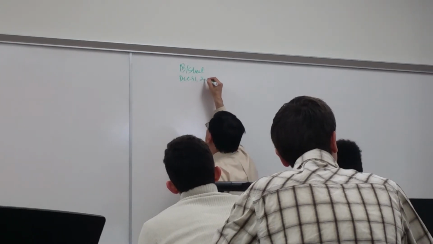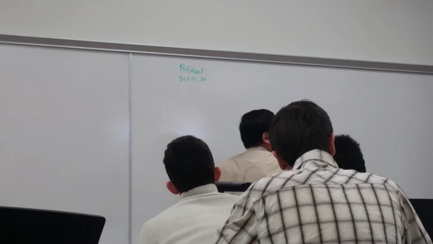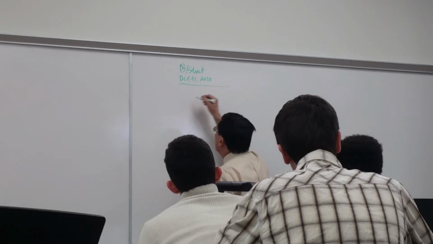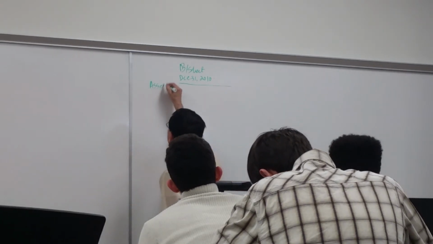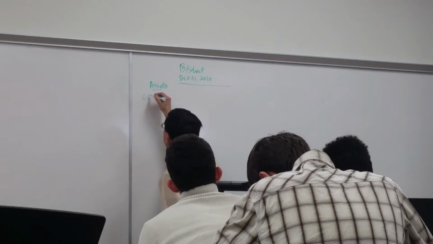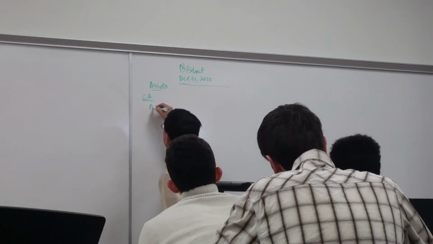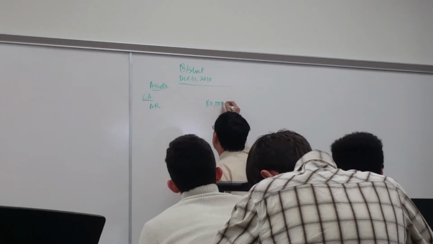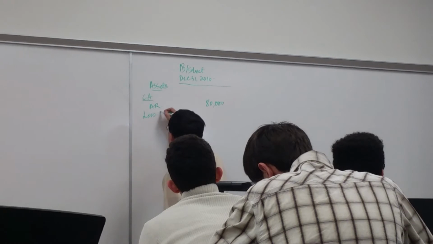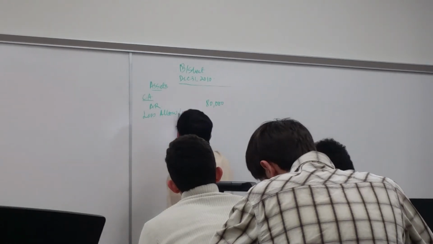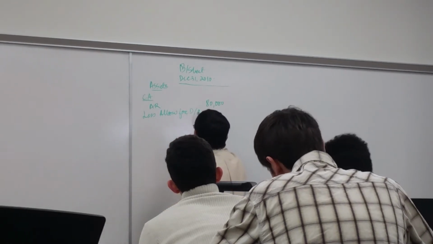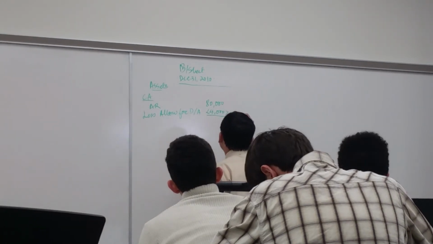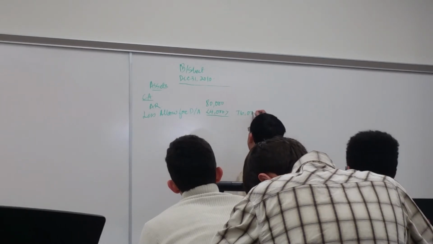December 31st, 2010, under your assets, you have your current assets. Your AR, the year-end AR balance, is what, $80,000? Less allowance for doubtful accounts. Is it 4,000? The net is 76,000.